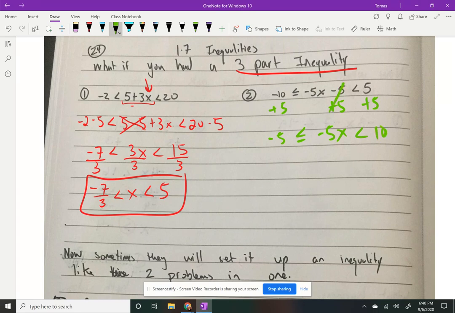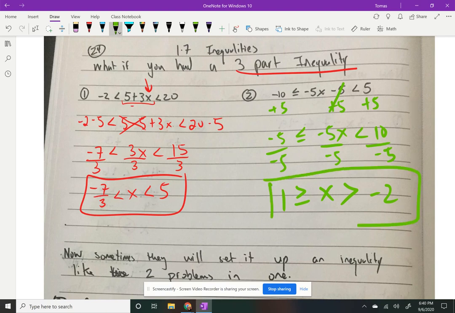Okay. How do I get rid of a times negative 5? I divide by negative 5. Now, guys, the rule stays the same. All right. So this becomes a 1. This becomes a negative 2. But since I divided by a negative, I have to flip the signs. I have to flip the signs. Okay.